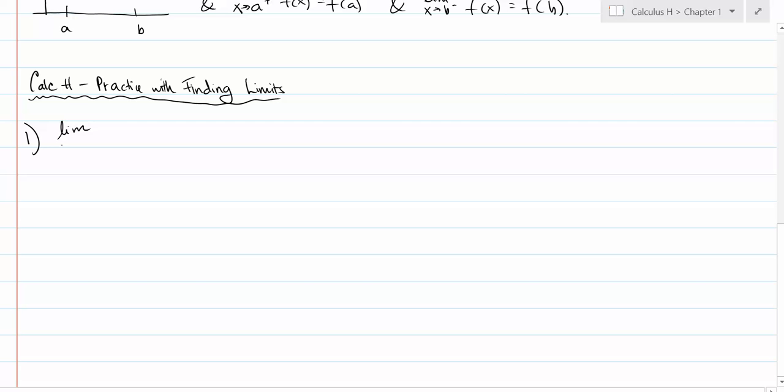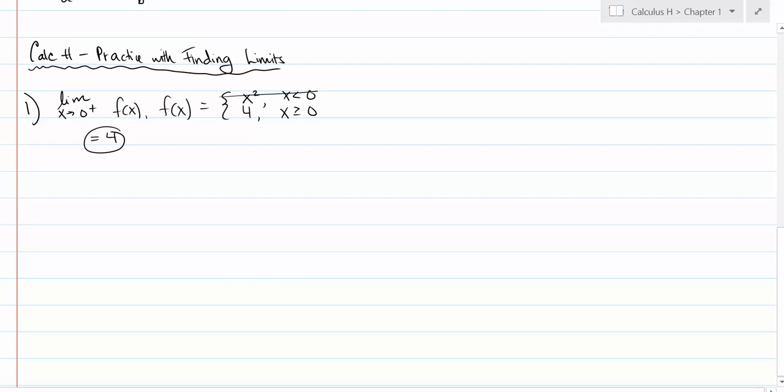The limit as x approaches 0 from the right hand side of f of x, and f of x equals x squared for when x is less than 0 and 4 when x is greater than or equal to 0. Coming from the right hand side, we don't need to worry about that first function. We're just looking at the second one. So as we approach 0 from the right hand side, it's just going to equal 4.